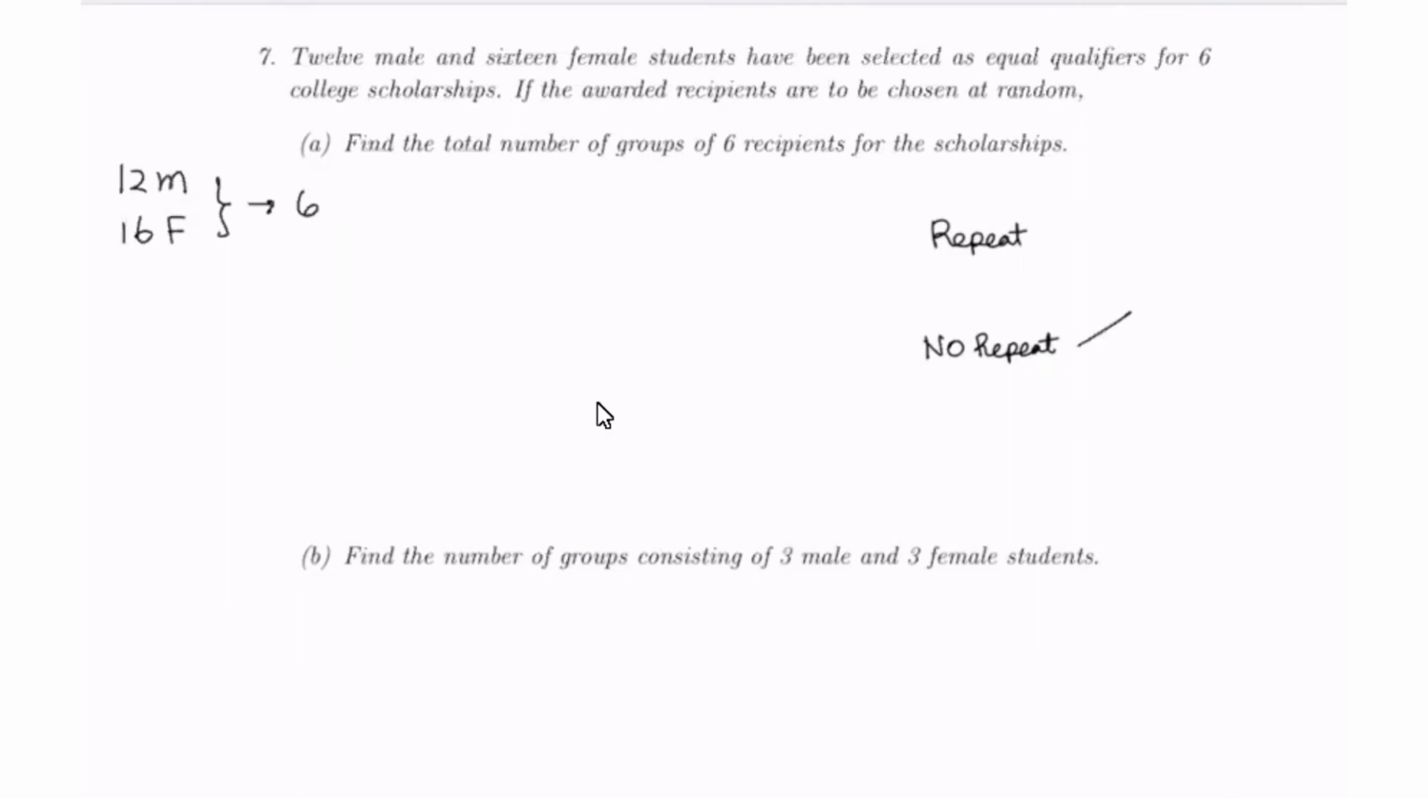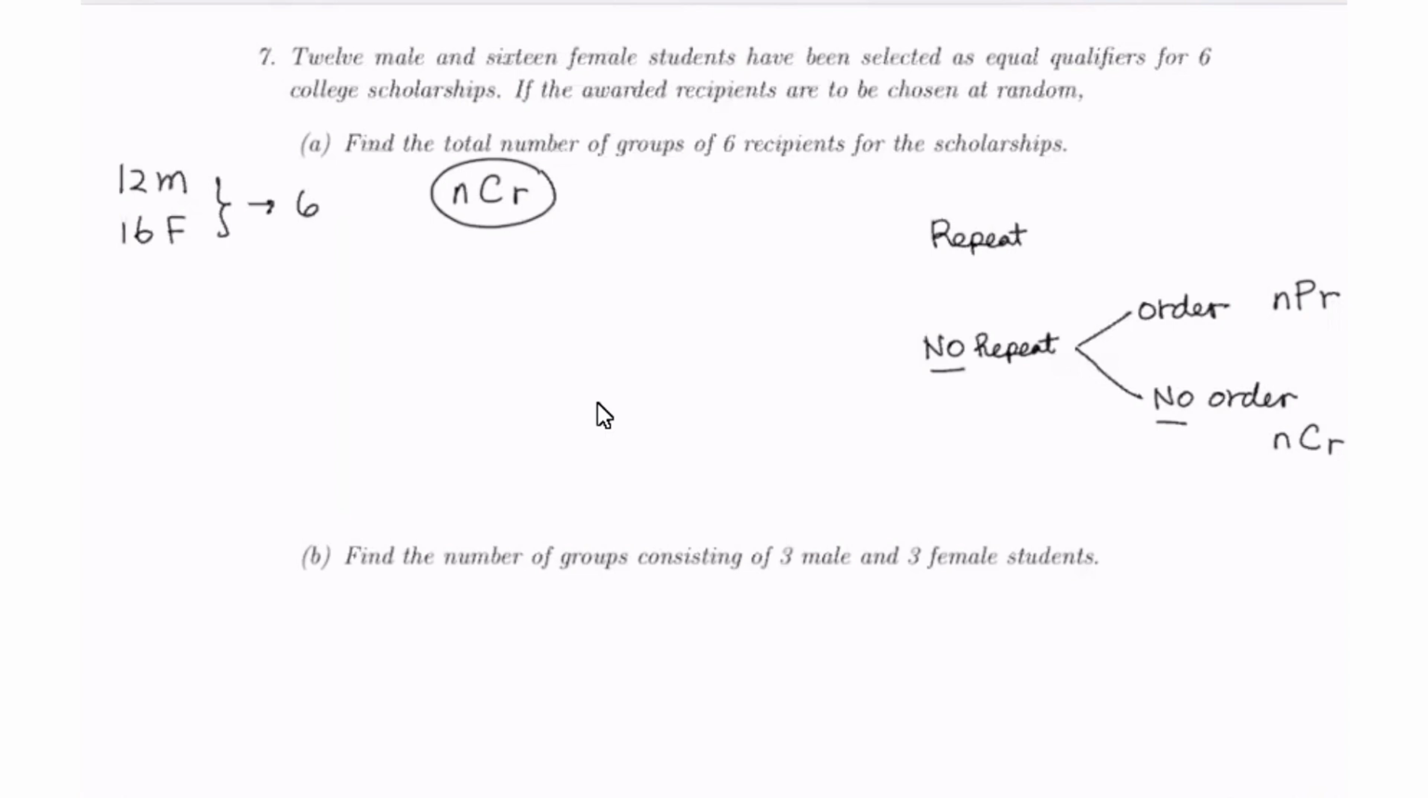So no repetition. The next question is, does order matter or not? Does it matter if we give it to Connor first and then Aaron, or Aaron then Connor? Order does not matter, so it's a no. This is a permutation, this is a combination. So we know this is a combination. This is the first thing you have to do. So no repetition, order does not matter: combination. Total number of ways to choose 6 recipients.